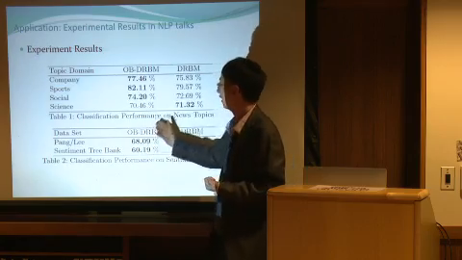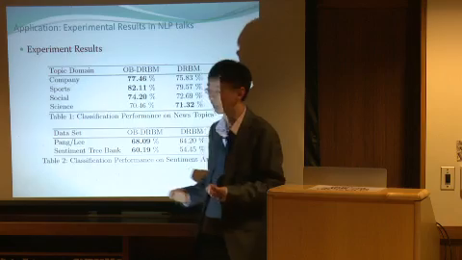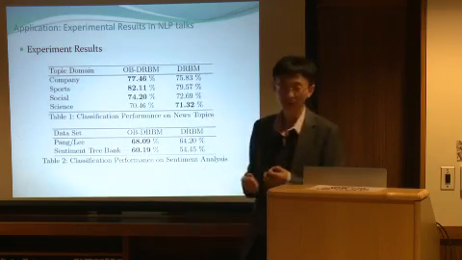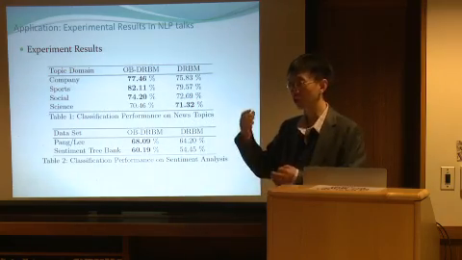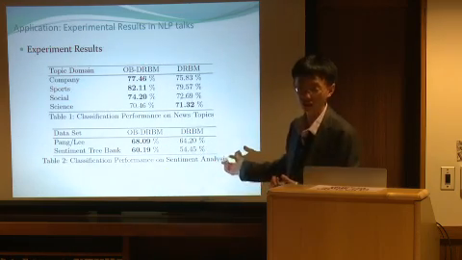And then we also use another task data. They call it sentiment analysis. Basically, we try to see whether this kind of text information is positive or negative, right? So then we see that with ontologies, it's definitely better than without ontologies, okay?